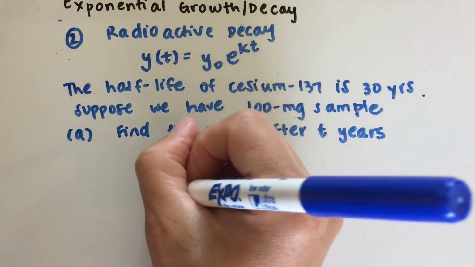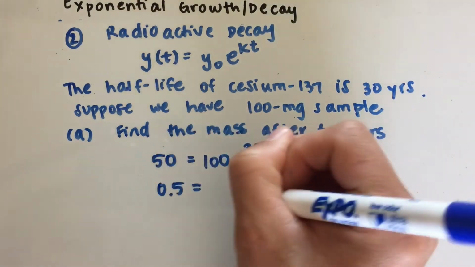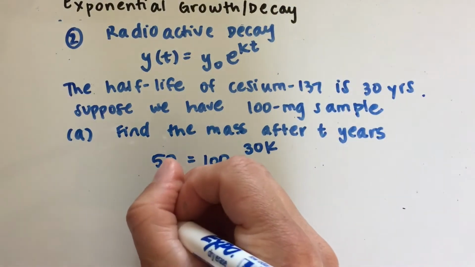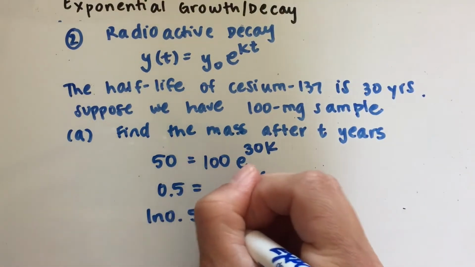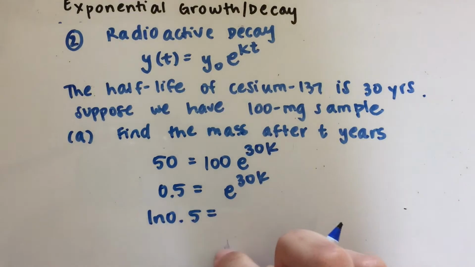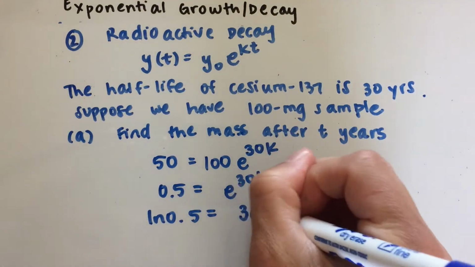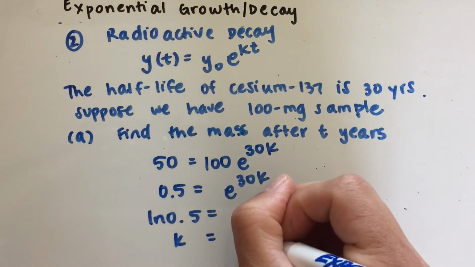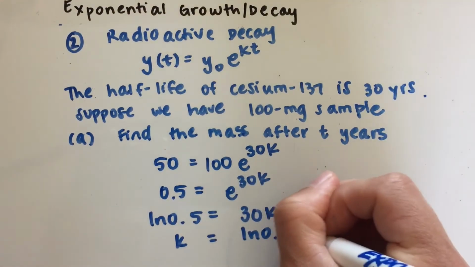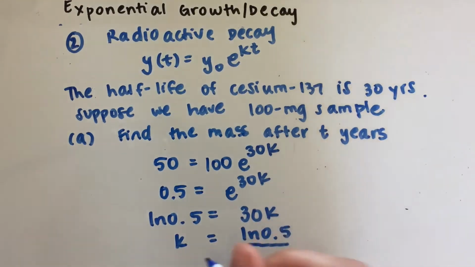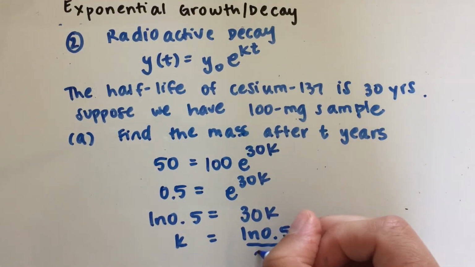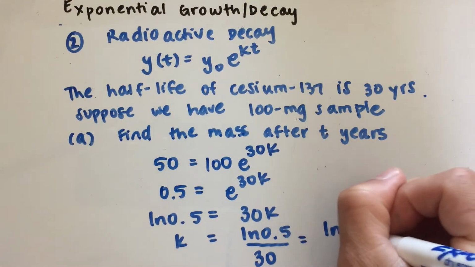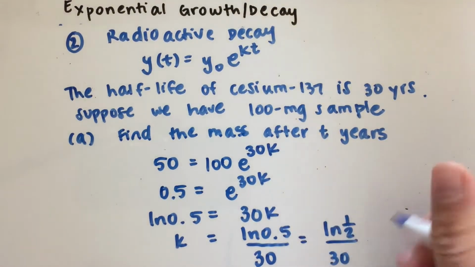Now we can divide 100 from each side, and we get 0.5 equals e to the 30k. Then we can take the natural log to each side, and we will get ln 0.5 equals 30k. And then finally we can divide 30 from each side. So we get k equals ln 0.5 divided by 30. And this is the same as ln 1/2 over 30.